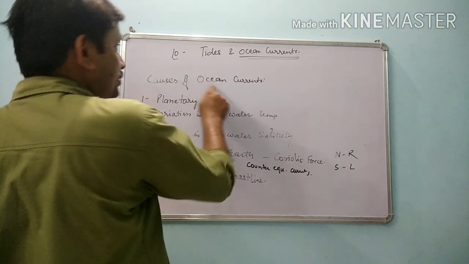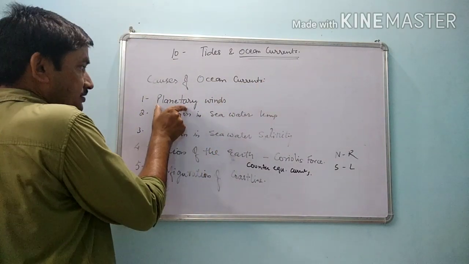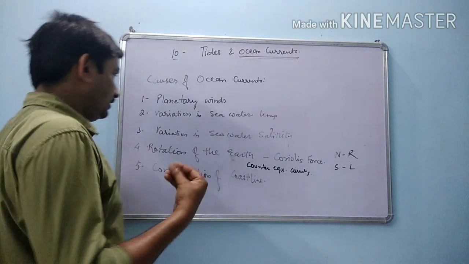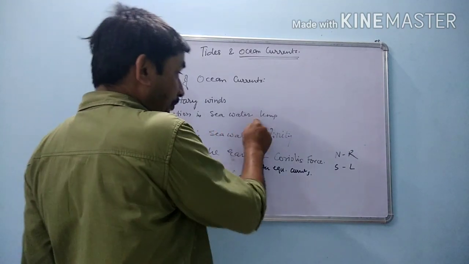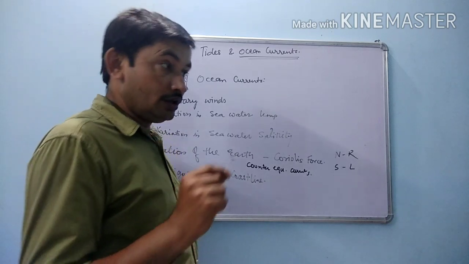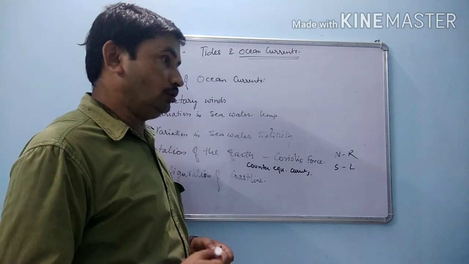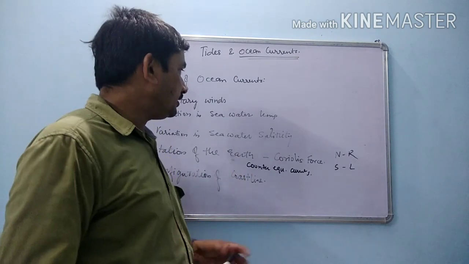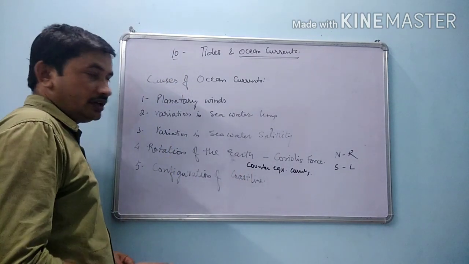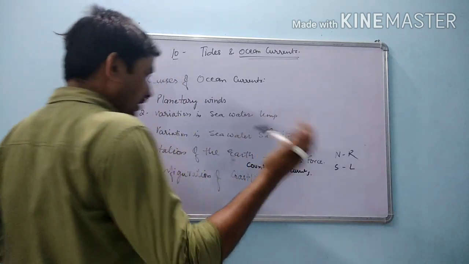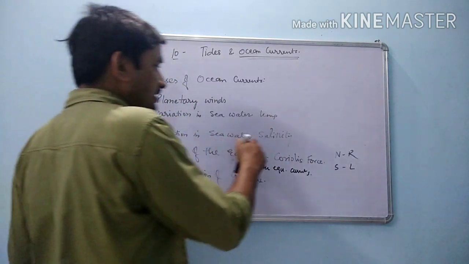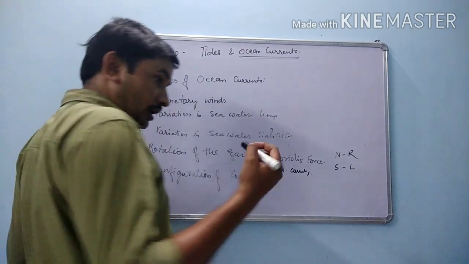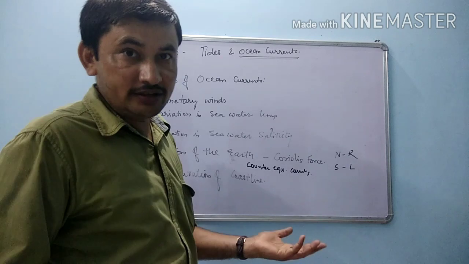The causes of ocean currents. First one is planetary winds. Permanent winds are moving, and they will create movement. Variation in the seawater temperature: the areas around the equator are getting more insolation, so they are heated, but areas away from the equator are getting less insolation, so less temperature. Variation in seawater salinity, I said just before: due to the insolation, less fresh water is added, more salinity.